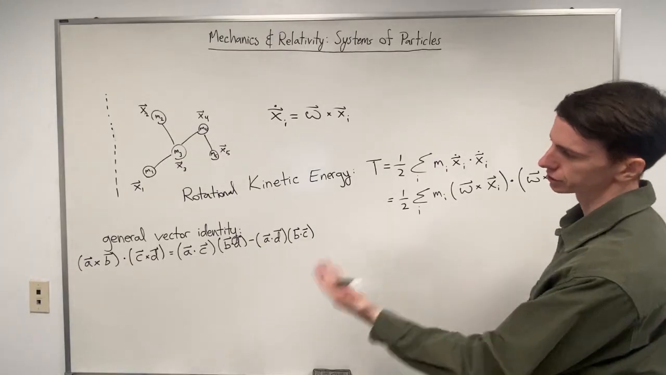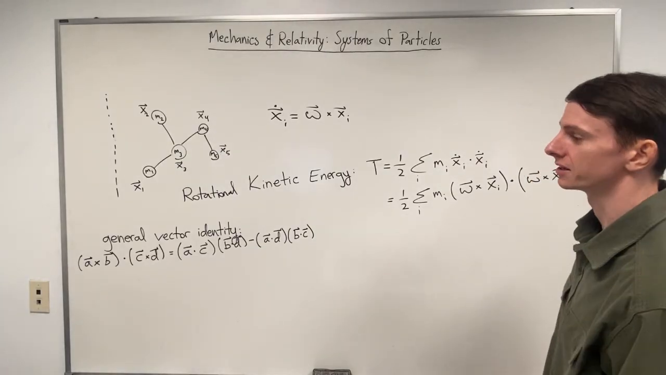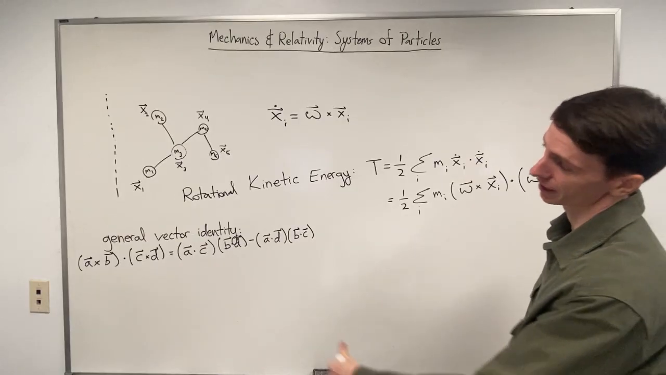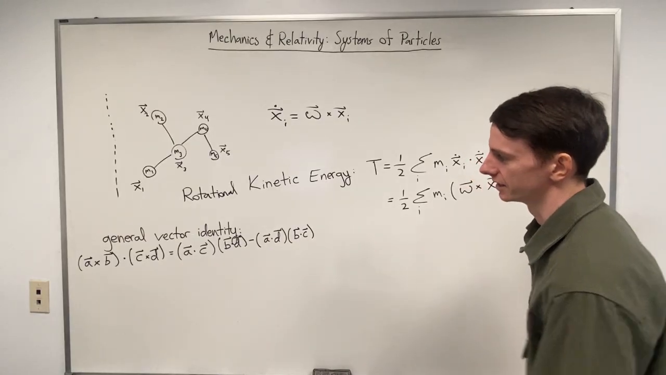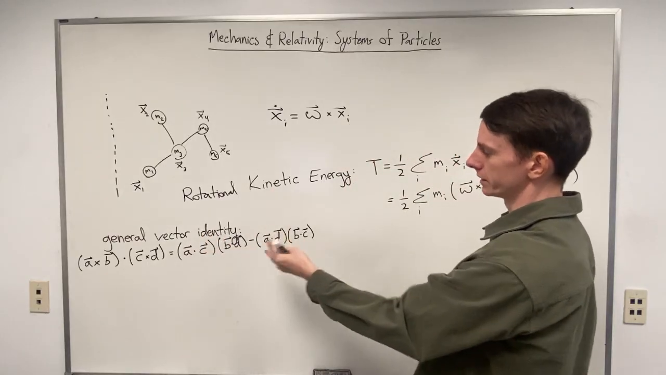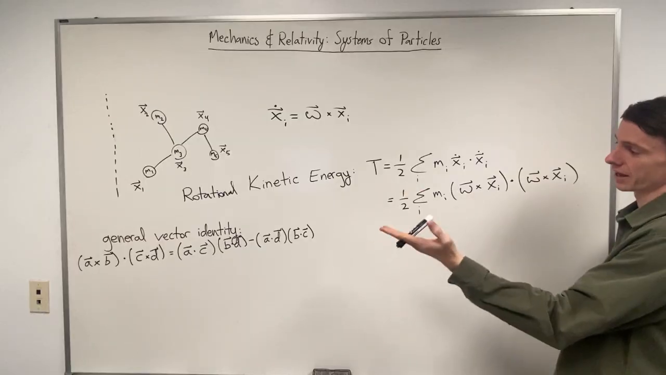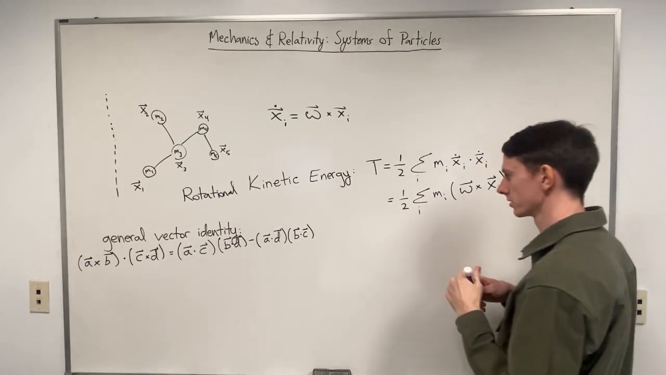All right, so this is just an identity from vector calculus. I certainly don't memorize it, but it turns out that A cross B dot C cross D is the quantity A dot C times B dot D minus A dot D times B dot C. All right. So we're just going to incorporate that definition into here to get to the next line.